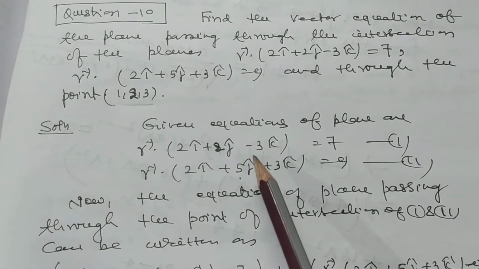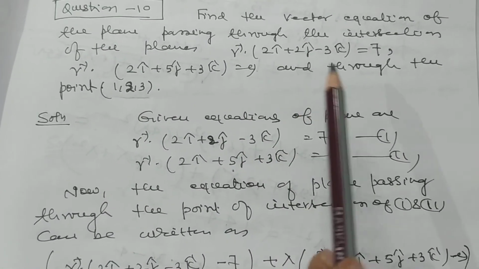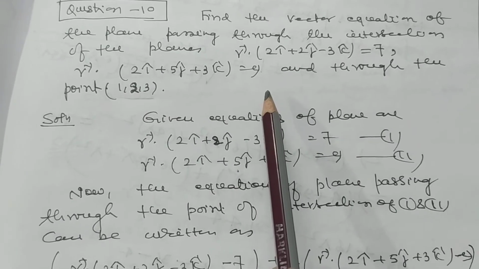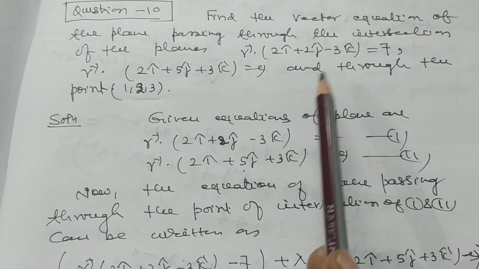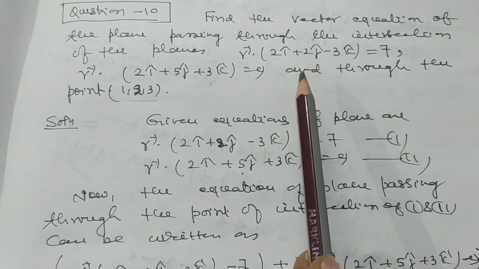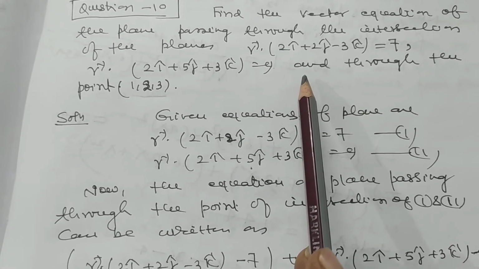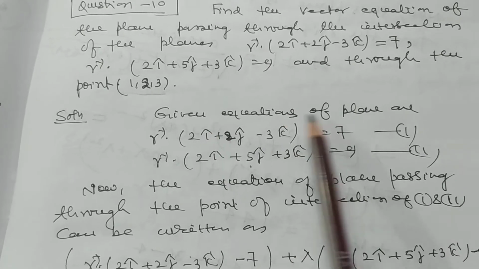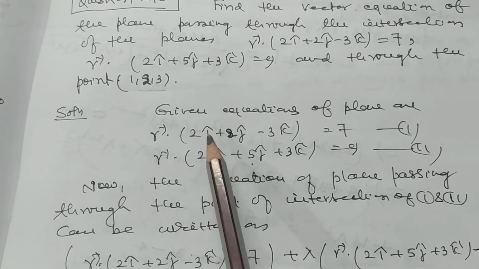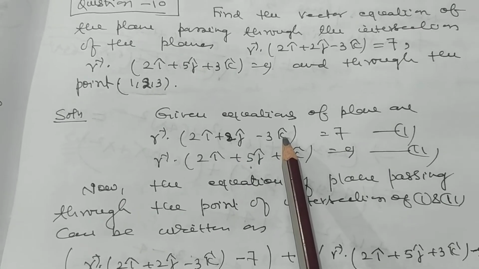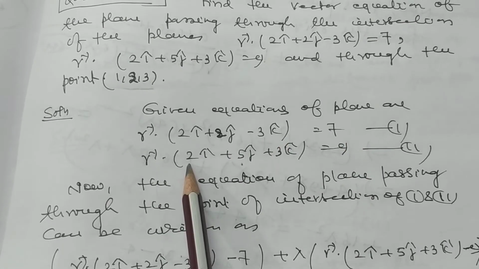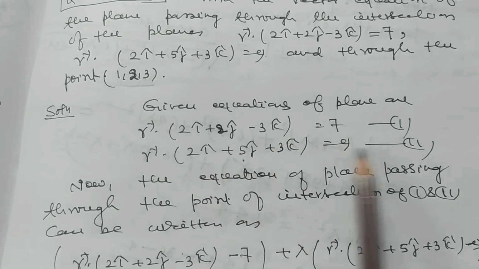प्रिय विद्यार्थियों, इसको आप दोनों मेथड से बना सकते हैं, कार्टेशियन मेथड से बना सकते हैं और वेक्टर मेथड से बना सकते हैं। लेकिन याद रखना चाहिए कि यदि वेक्टर मेथड में ही सवाल है तो वेक्टर से बनाइए, लेकिन ऐसा कोई रिस्ट्रिक्शन नहीं है। सो गिवन इक्वेशन ऑफ प्लेन आर वेक्टर आर डॉट 2i प्लस 2j माइनस 3k इक्वल टू 7, वेक्टर आर डॉट 2i प्लस 5j प्लस 3k इक्वल टू 9.